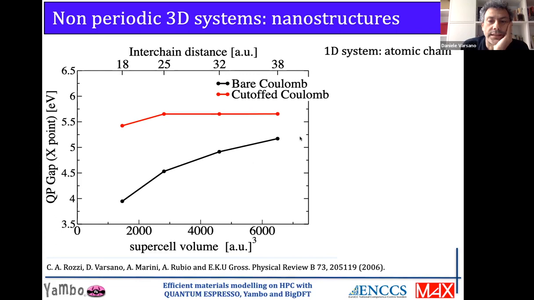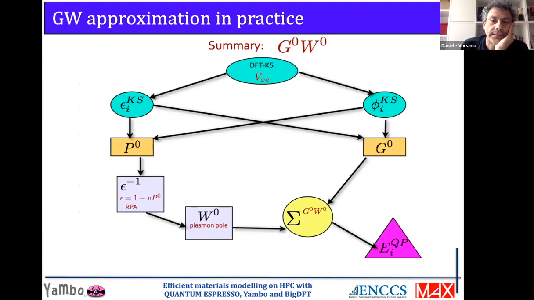So, summarizing, in practice, a G0W0 calculation: you start from your favorite DFT Kohn-Sham code. You solve the Kohn-Sham equation. You will have energies and wave functions. With these two ingredients, you can build up your P0 function and your Green function G0. From P, you will evaluate in RPA epsilon minus one, and W. Then you build up your self-energy, you solve your quasiparticle equation, and you calculate your quasiparticle band structure.